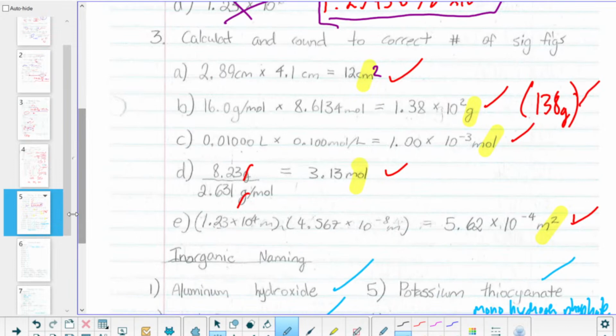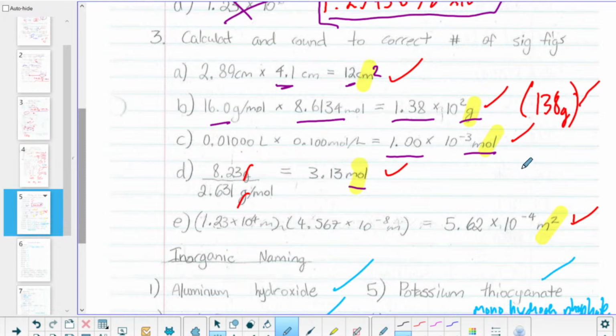Calculations. Can you do sig figs, and can you do simple unit analysis? Centimeters times centimeters gives you centimeters squared. 2 sig figs is the smallest amount, so this should be 2 sig figs. 3 sig figs times 5 sig figs gives us 3 sig figs. Grams per mole times mole gives us grams. We've got 4 sig figs times 3 sig figs, so we should have 3 sig figs in our answer. Liters times moles per liter gives us moles. And grams divided by grams per mole gives us moles. And a reminder, the reason for that, if you take the reciprocal, yes?